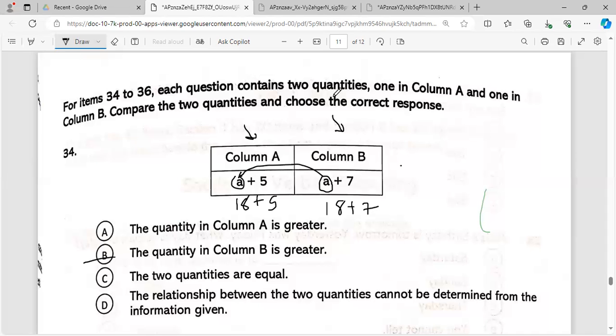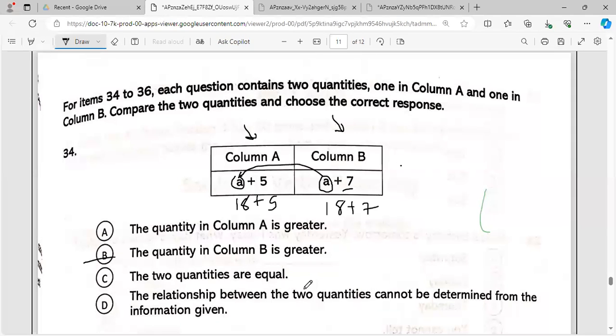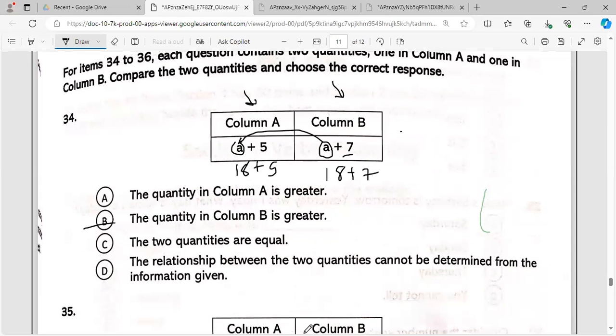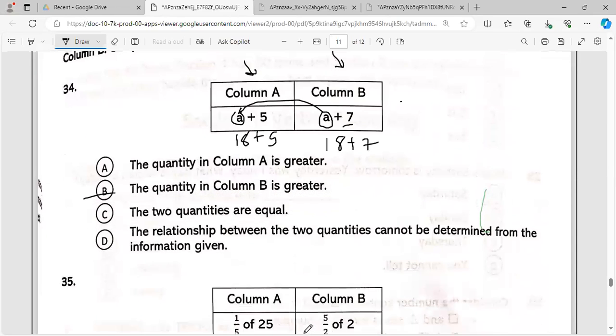So is the number 5 greater than 7 or 7 greater than 5? Because A is the same thing, so it's always going to be greater by how many? Column B would always be greater by what number? 2 more, sir. Yeah, 2. So if you put 10, you'll get 15, and 10 plus 7 is 17.